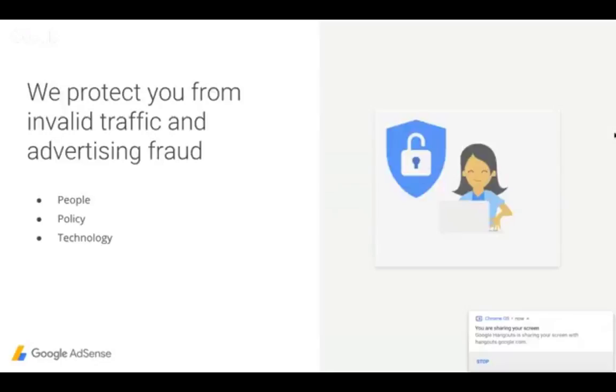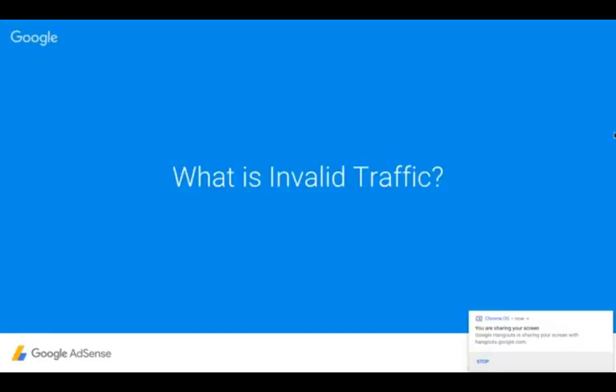We understand that prevention of this invalid traffic is of optimum importance for the health of the entire ecosystem and to benefit all the players in the ecosystem, be it advertisers, publishers, or users. Fighting invalid traffic is essential for the long-term sustainability of this business and this ecosystem. So first of all, we'll try to understand what invalid traffic is.